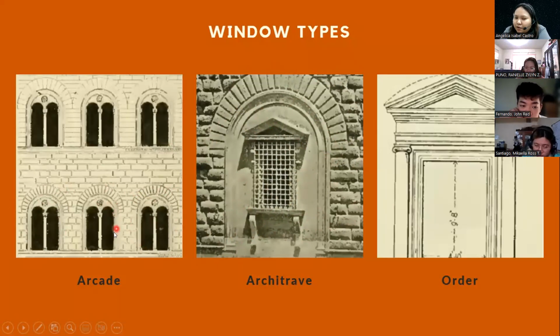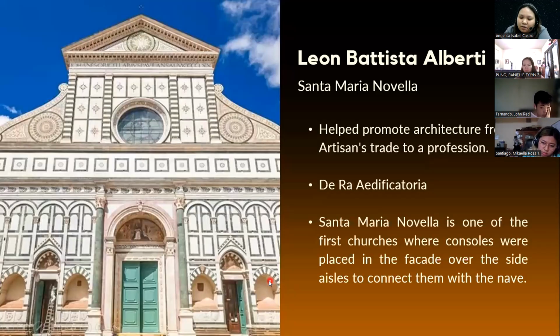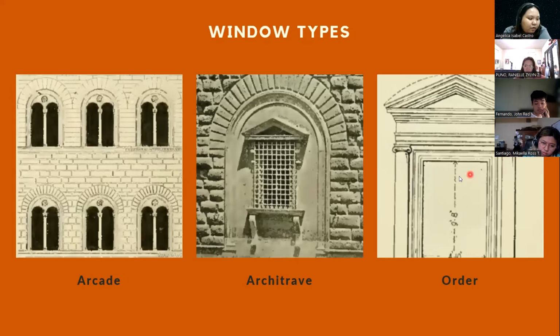Window with semicircular termination. And your order, meaning you have your post, you have your beam or lintel, and you have your pediment. Remember I told you earlier the doors will now have lintel, arches, and pediments. This is what we mean by that. Doors and windows for that matter. So questions, comments so far before we move on to another structure?